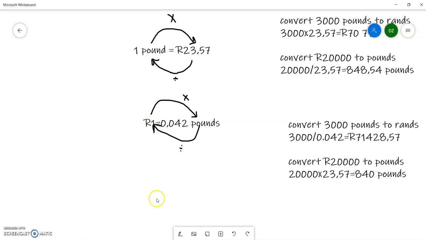And you can tell how strong or how weak it is by what that difference is. So here we had 1 pound equals quite a few rands, so the pound is much stronger. Or if we're doing it in this version here, 1 rand is a very little pound, so that number's quite small. So the pound is quite strong. So the numbers also tell me how strong or how weak it is.